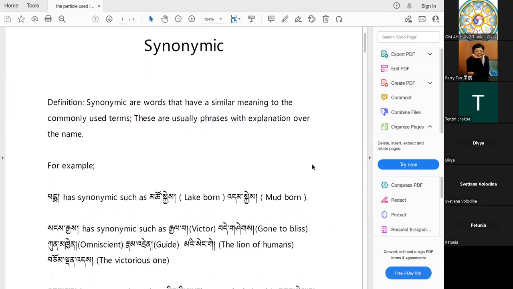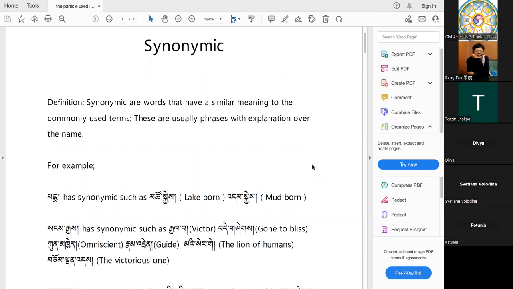Definition: synonymic are words that have a similar meaning to the commonly used terms. So these are words which have the same meaning as most of the commonly used words, but these are usually phrases instead of a single word. When I say phrase, I mean these could be derived names with explanation over the name.